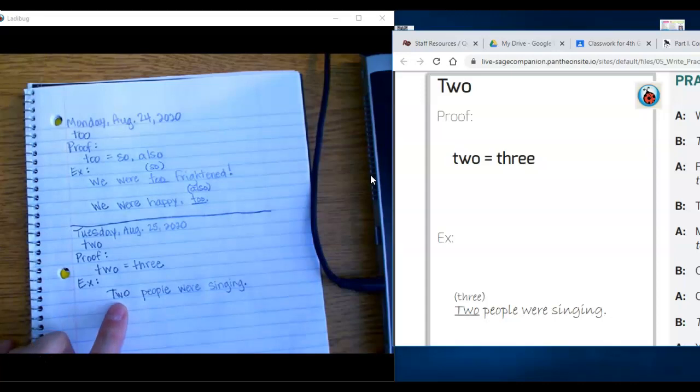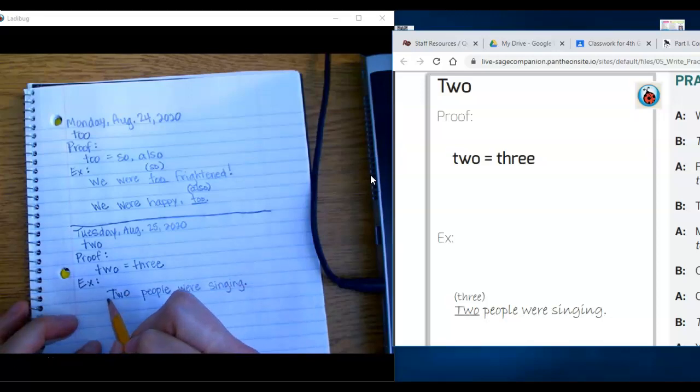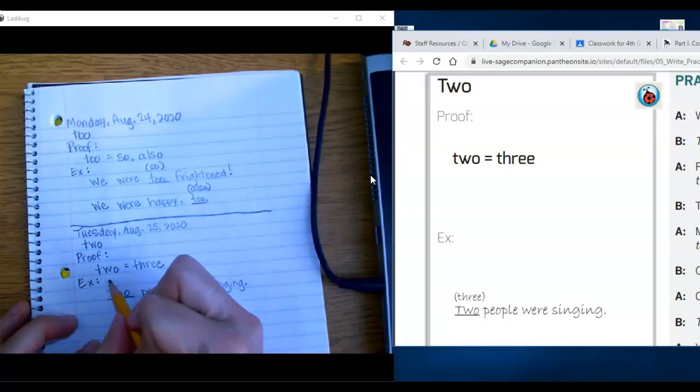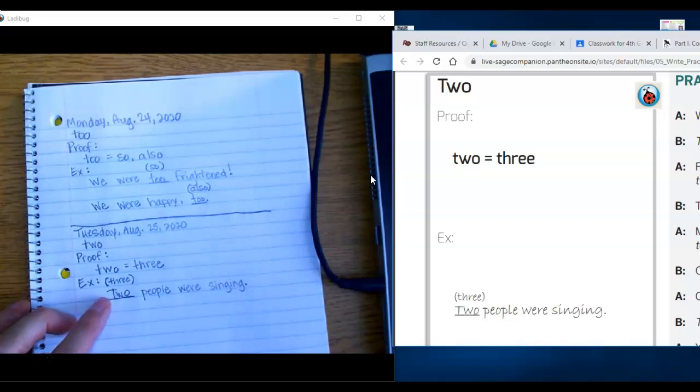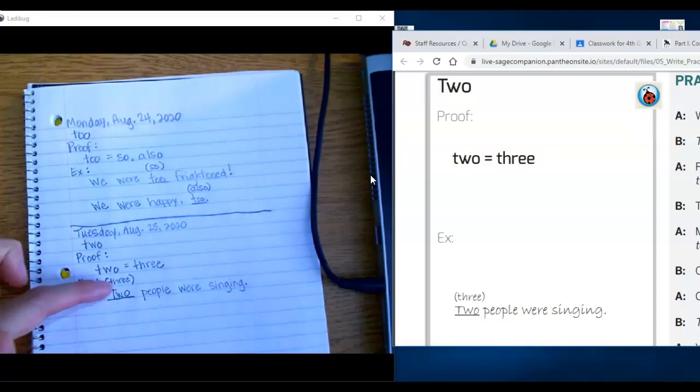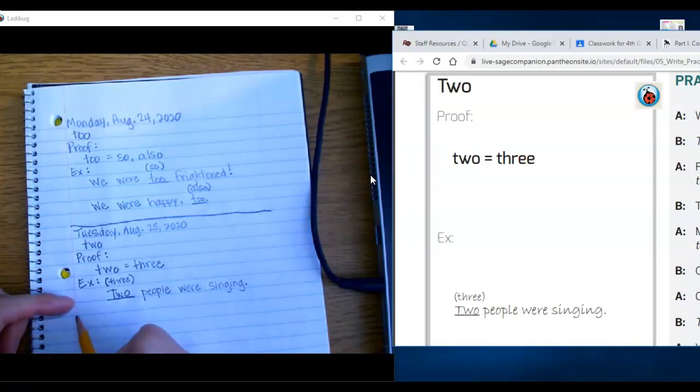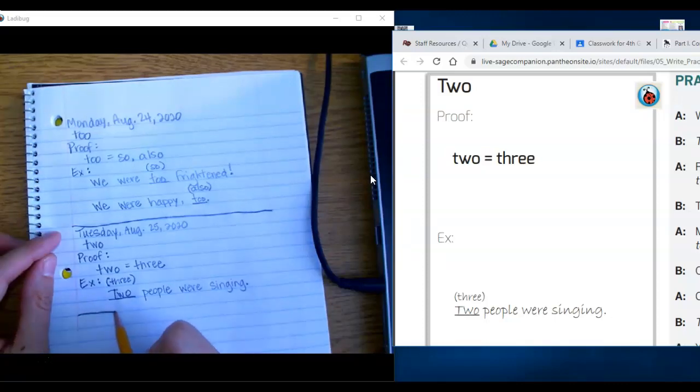So my homophone today is the word two, T-W-O. To prove it, I will underline my word, and then up above it, I will write my proof. Remember, my proof is the word that I can substitute to make sure that I've used the correct form of the homophone. So two people were singing. I can substitute that word three, and my sentence should still make sense. Three people were singing. And that does work. That shows me that I've used the correct form of two. That is the end of our notes for today. I want you to go ahead and make a line.